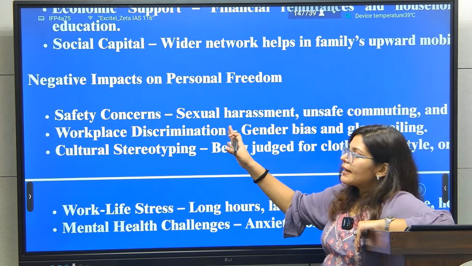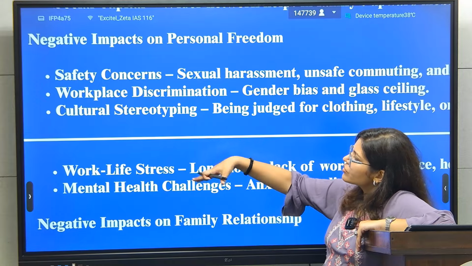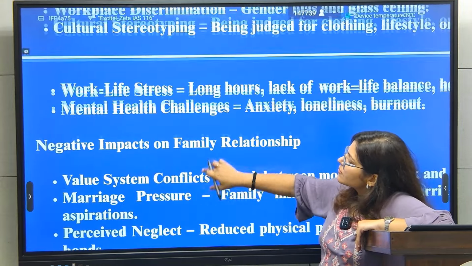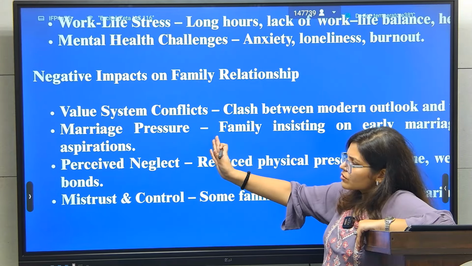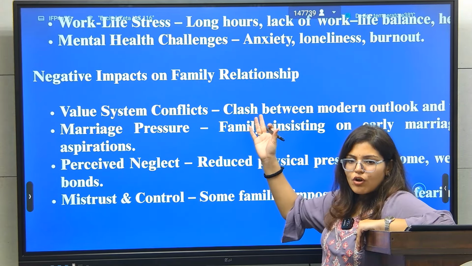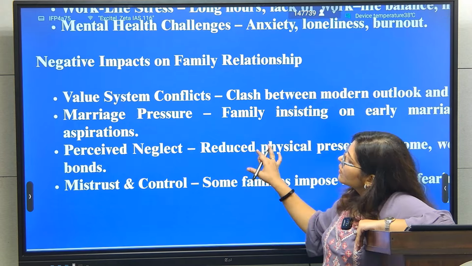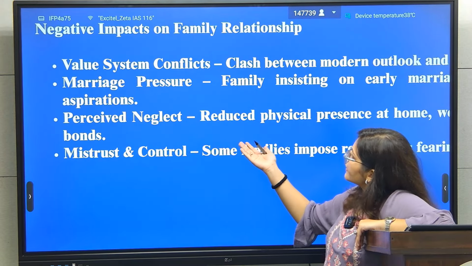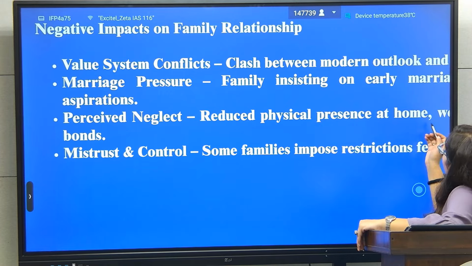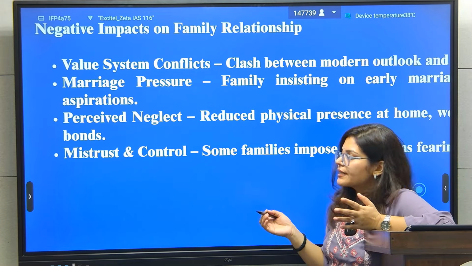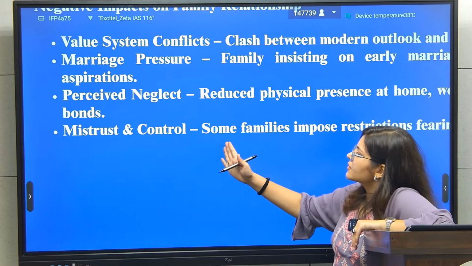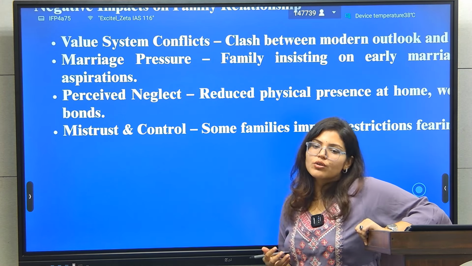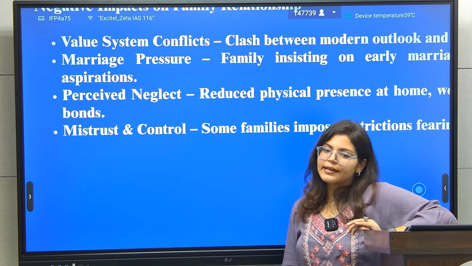Then the negative impact: safety concern, workforce discrimination, cultural stereotyping, mental health challenges. So negative impact, value system conflict, because traditional values conflict with modern values. Marriage pressure, aspirations, perceived neglect, reduced physical presence at home, there is a distance between the parents and the child, and mistrust and control, that some families impose stricter restrictions on women.